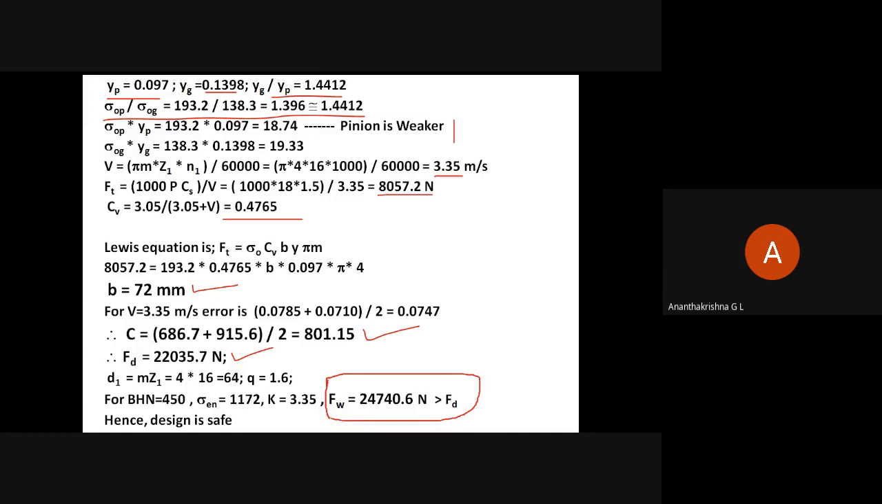Could you understand what you need to do? It is similar to before, except that we need not find m cube C_B desired because the module is already found. The module is 4, fixed. So just keep calculating velocity, tangential tooth load, velocity factor, and find the weaker of the gear pair.